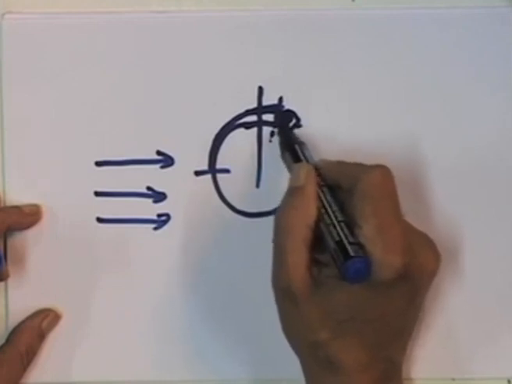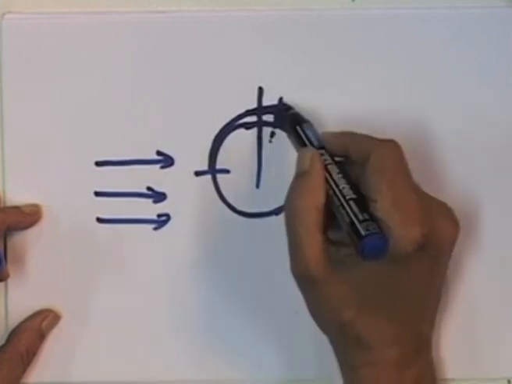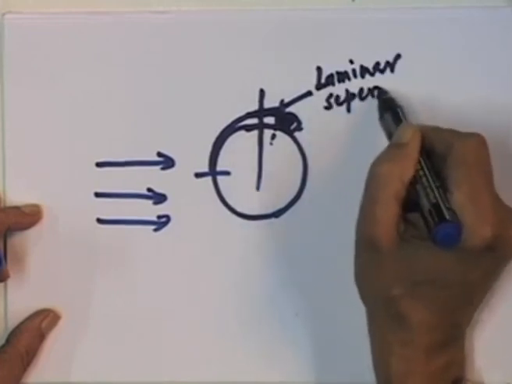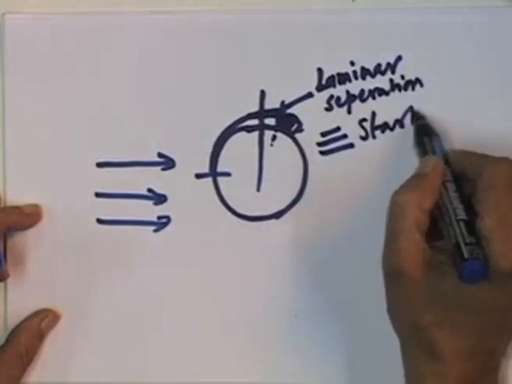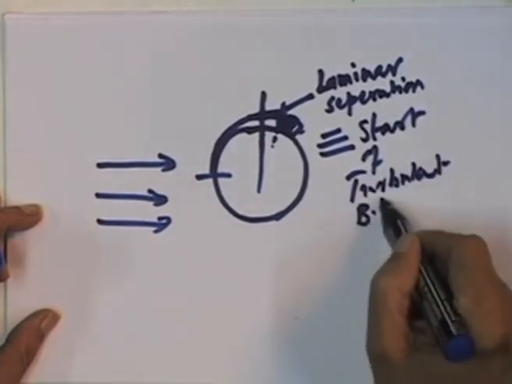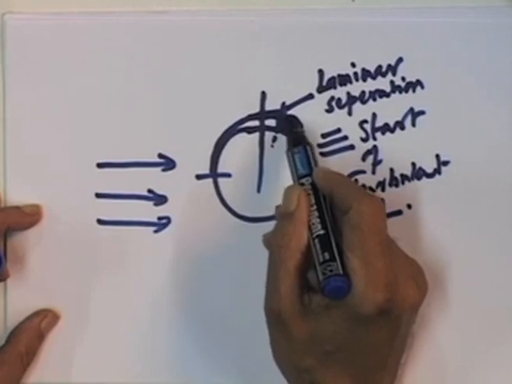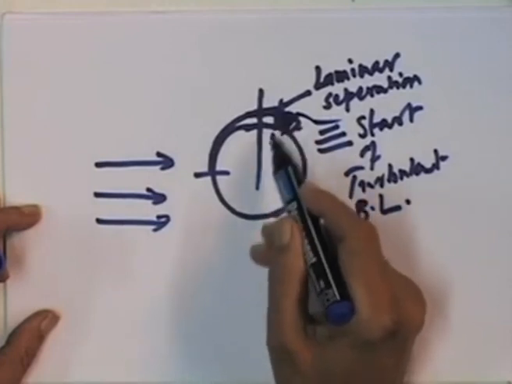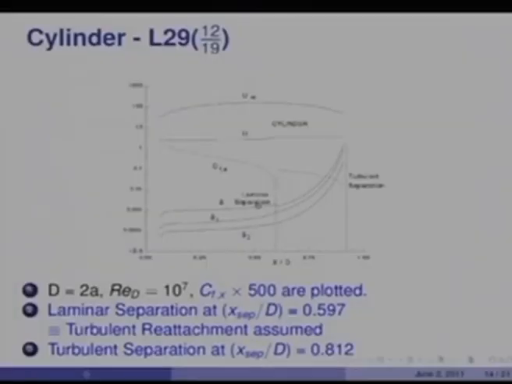It is very close to the wall, that separation, and what we do now is to cheat the flow and say laminar separation equals start of turbulent boundary layer. So, we simply start computing assuming that the boundary layer will turn turbulent after this point of separation and continue the calculations. That is what I have shown here.